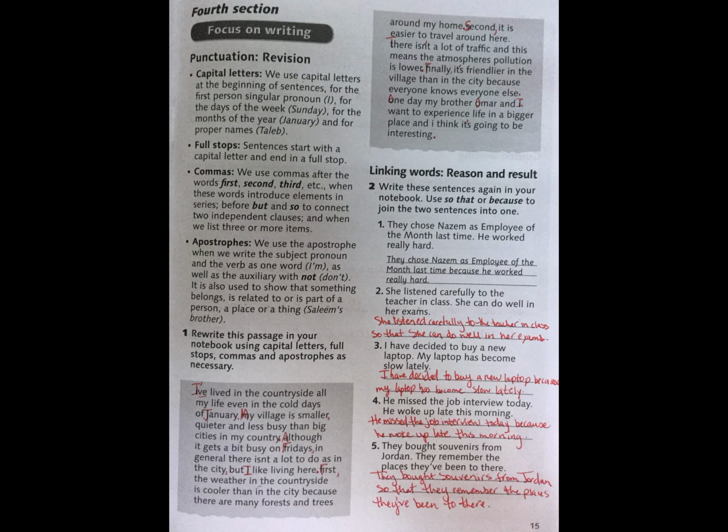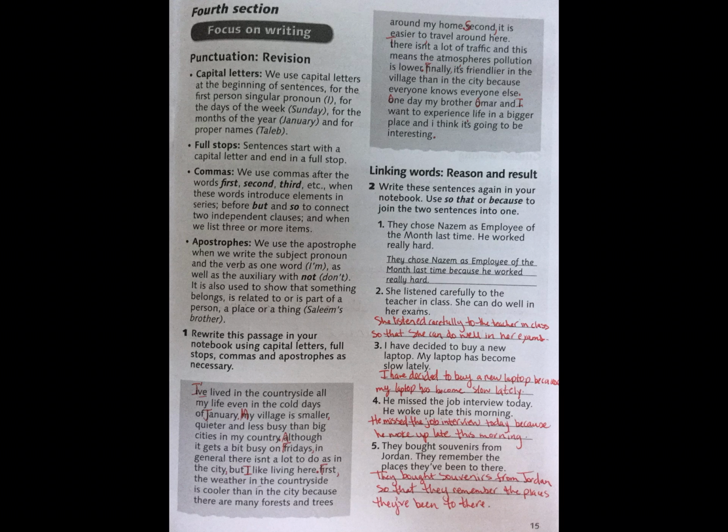Number 5 says, they bought souvenirs from Jordan. They remember the places they've been to there. Here, in sentence 5, the meaning is that we use so that, even though there is no "can". Okay, so it becomes: they bought souvenirs from Jordan so that they remember the places they've been to there. Yep, so that's a reason and result, meaning the reason and the result.